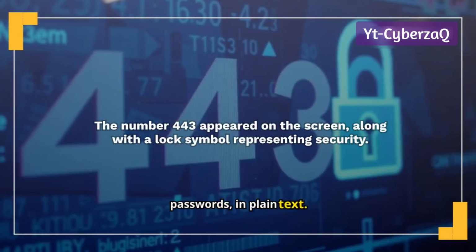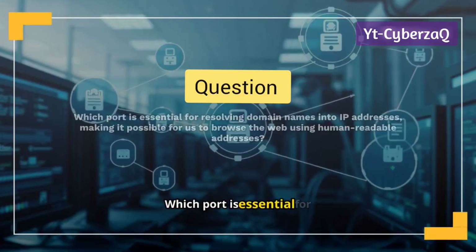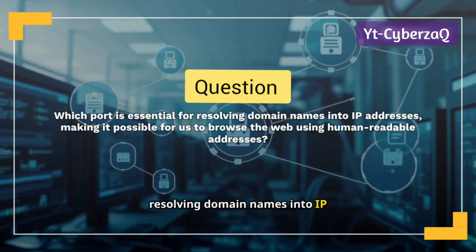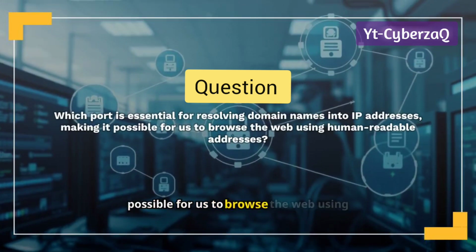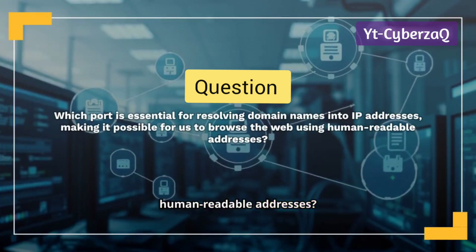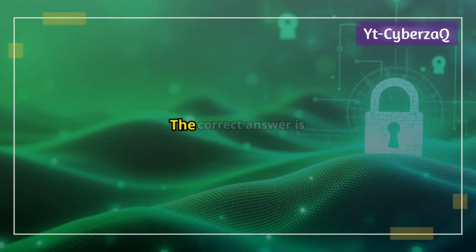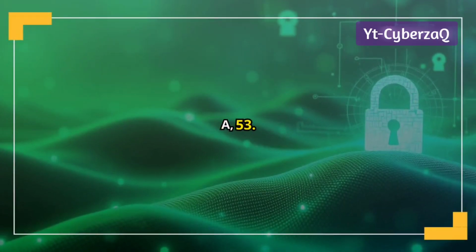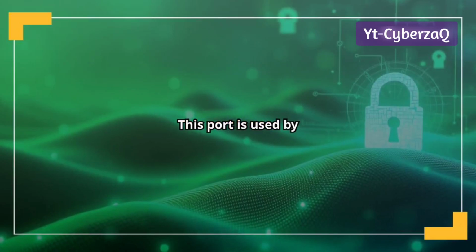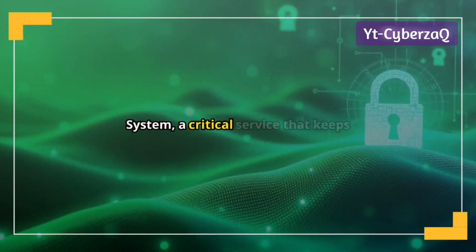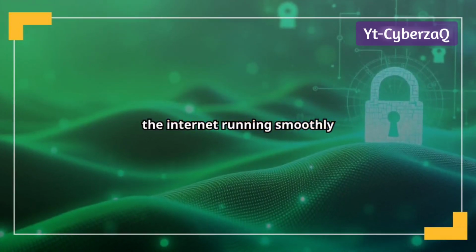passwords, in plain text. Which port is essential for resolving domain names into IP addresses, making it possible for us to browse the web using human-readable addresses? The correct answer is A, 53. This port is used by DNS, or Domain Name System, a critical service that keeps the internet running smoothly.